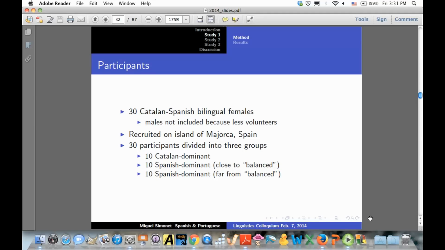And these are the participants in this task. There's 30 Catalan-Spanish bilingual females, no males because there were only 7 or 8 who showed up. They are too cool to help. They don't come to the lab. And they were recruited all on the island of Mallorca. The 30 participants were divided into 3 groups. The Catalan dominant group, 10. The Spanish dominant group, another 10. And this first Spanish dominant group is close to balance, being balanced according to a questionnaire. And the other 10, they are further from being balanced, more Spanish dominant.